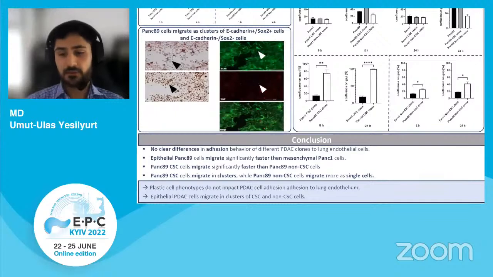Therefore, it can be said that migration, in contrast to adhesion, is dependent on both the EMT and the CSC phenotype, and that the association of the cancer stemness and epithelial to mesenchymal transition has a positive impact on PDAC metastasis. Thank you for listening.